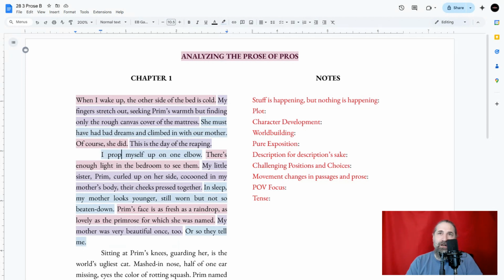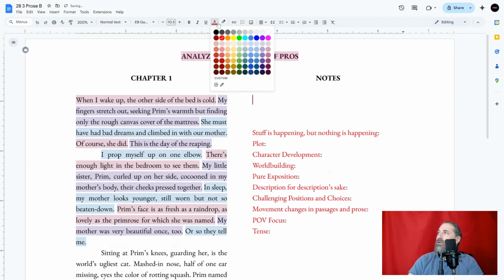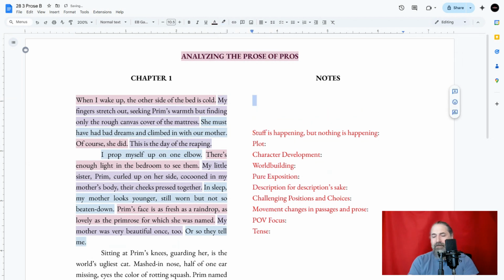"I prop myself up on one elbow. There's enough light in the bedroom to see them. Look at my little sister Prim curled up on her side, cocooned in my mother." And we already did this one. So how it all kind of flows into it. So when you look at movement, remember every sentence needs to move into the next. They have to logically make sense. If you mention something, for example, and then this is it, I'm done after this. If I go, "Thomas stood up grabbing his favorite gun."